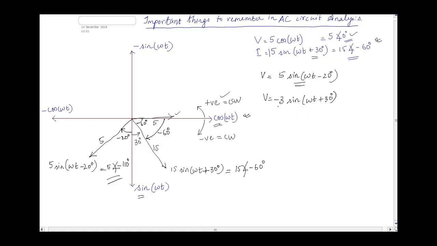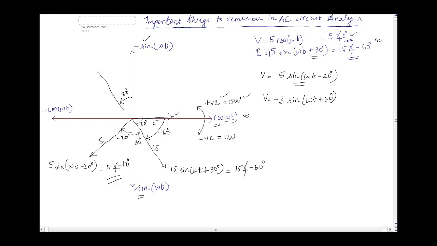So minus sine omega t is this one, and you have to go plus 30 degrees. So from this one, plus 30 means I have to go counterclockwise. So plus 30 degree means I have to go in this direction. Let's say this is 30 degrees.